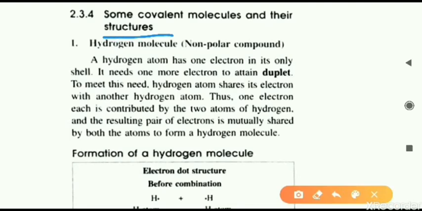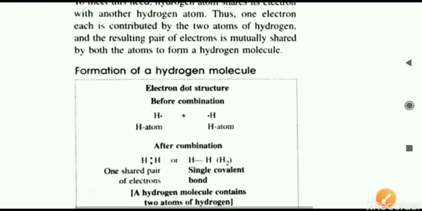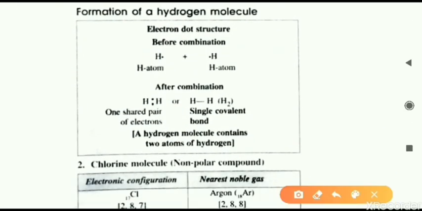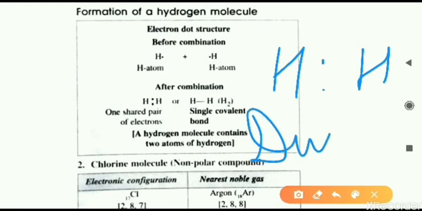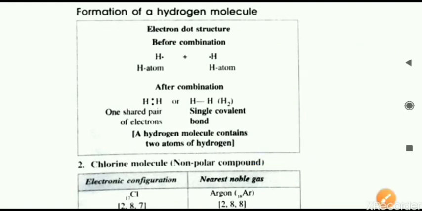Let us see the structures of some of the covalent compounds. The first one that we are going to learn is the hydrogen molecule. It is a non-polar compound. Let us see how its structure is obtained. The hydrogen molecule has two hydrogen atoms, and here two hydrogen atoms are sharing an electron pair. As a result, a duplet is formed. Duplet means a group of two electrons is present in a single atom.